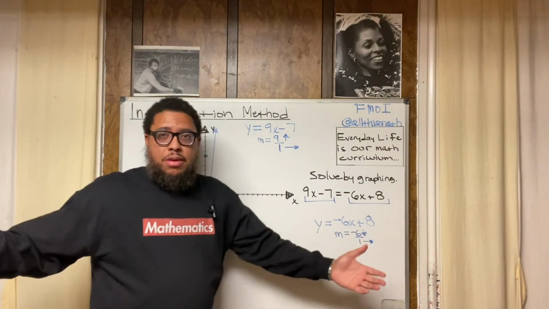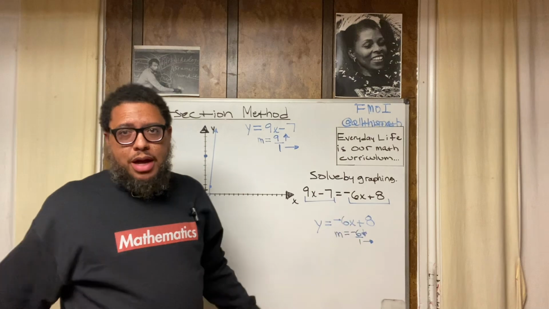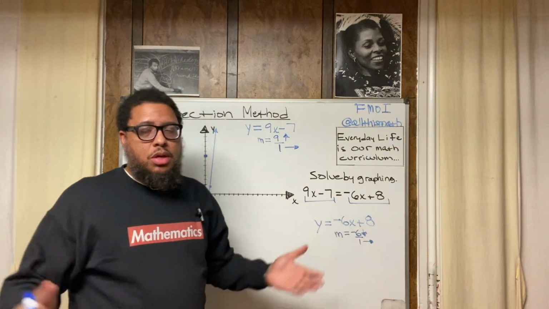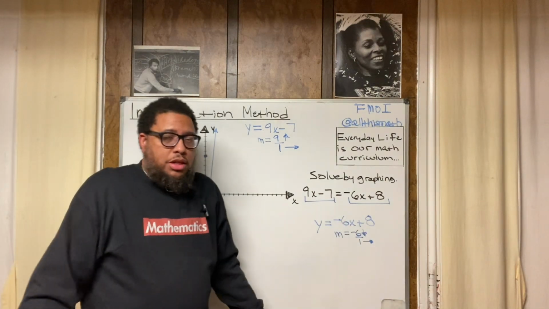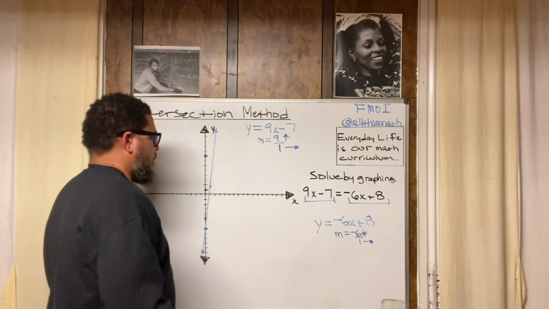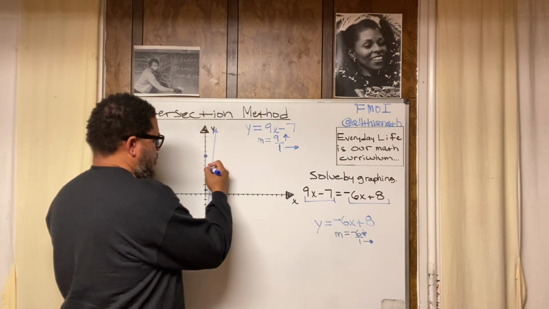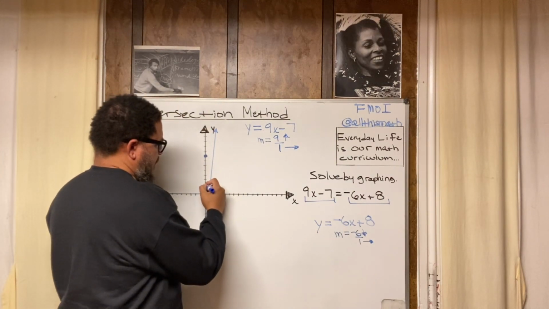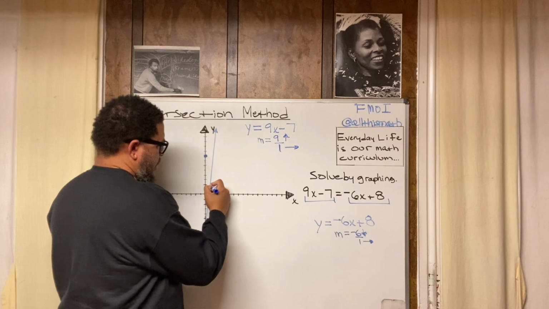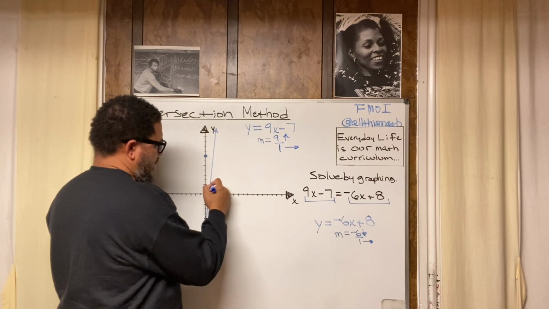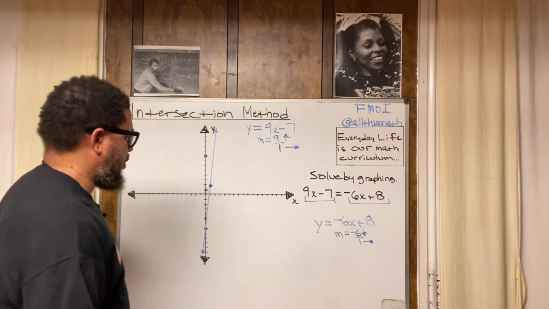Most of math, whether it's algebra, geometry, pre-calculus, whatever, as long as you know the rules, all you got to do is follow the rules. You're going to be all right. So now I'm going down 1, 2, 3, 4, 5, 6, and over 1. And look at that. It overlaps one of those points.